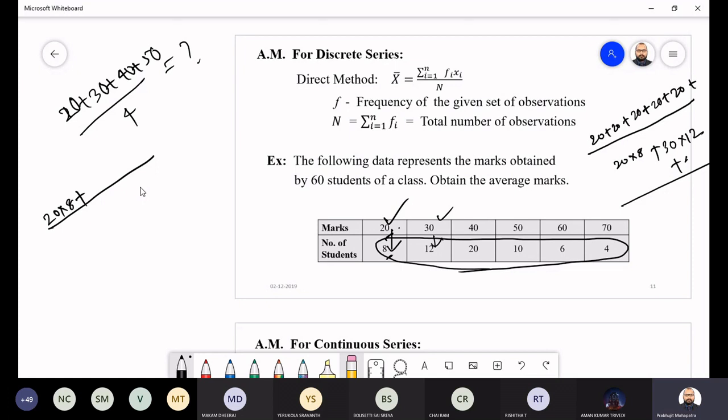Similarly, 30, 12 times. So you just multiply these things, and after that, what is the total frequency? 20 is repeating how many times? 8 times. And 12. So these things you add, you will get the number. So this is the basic thing you know.